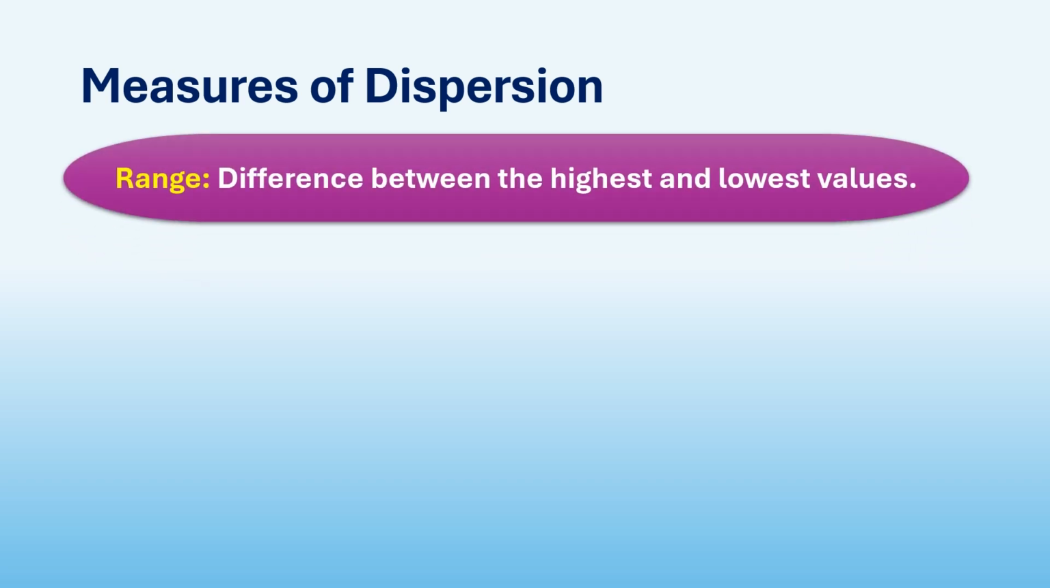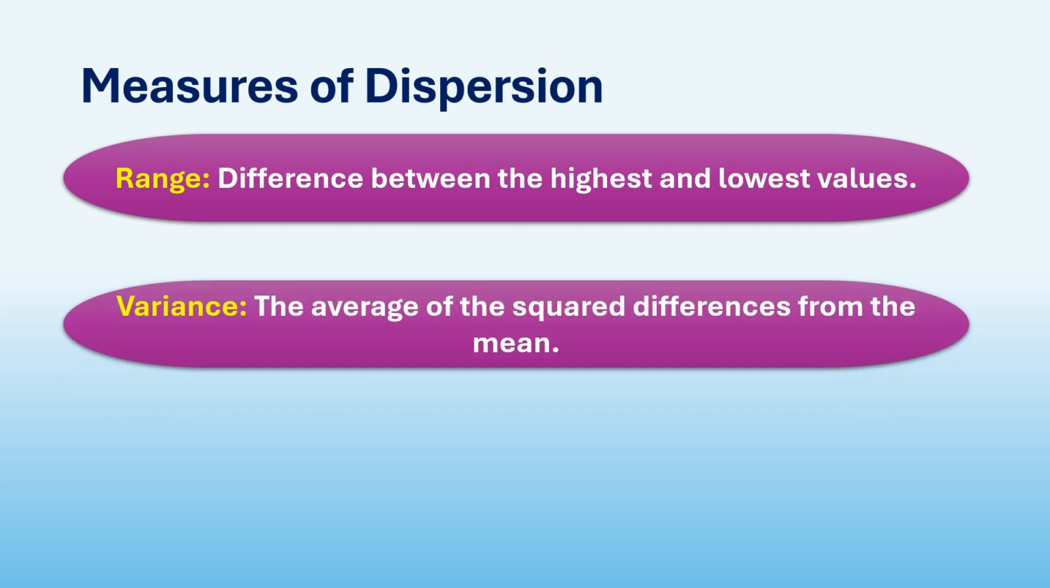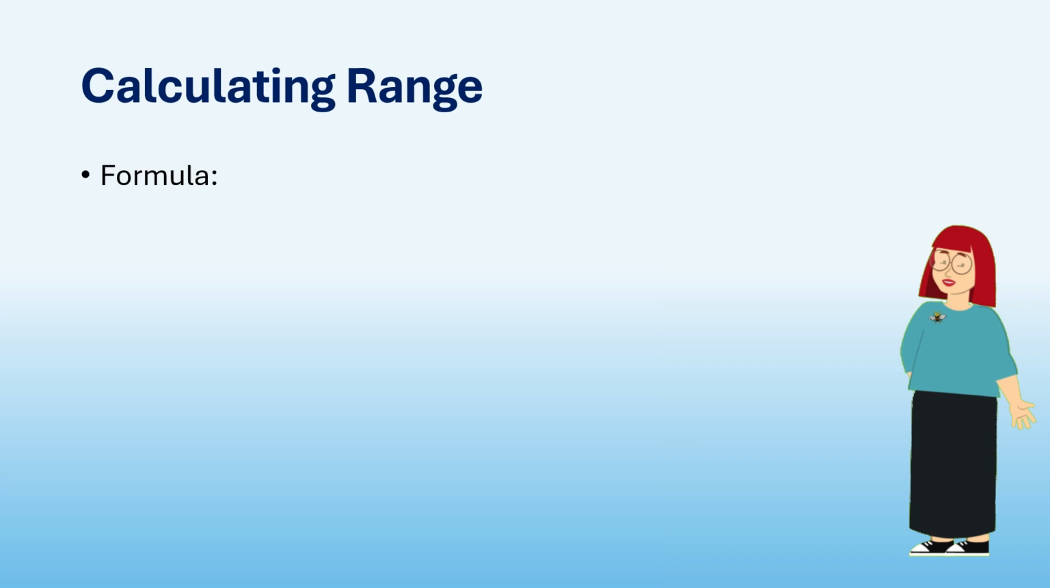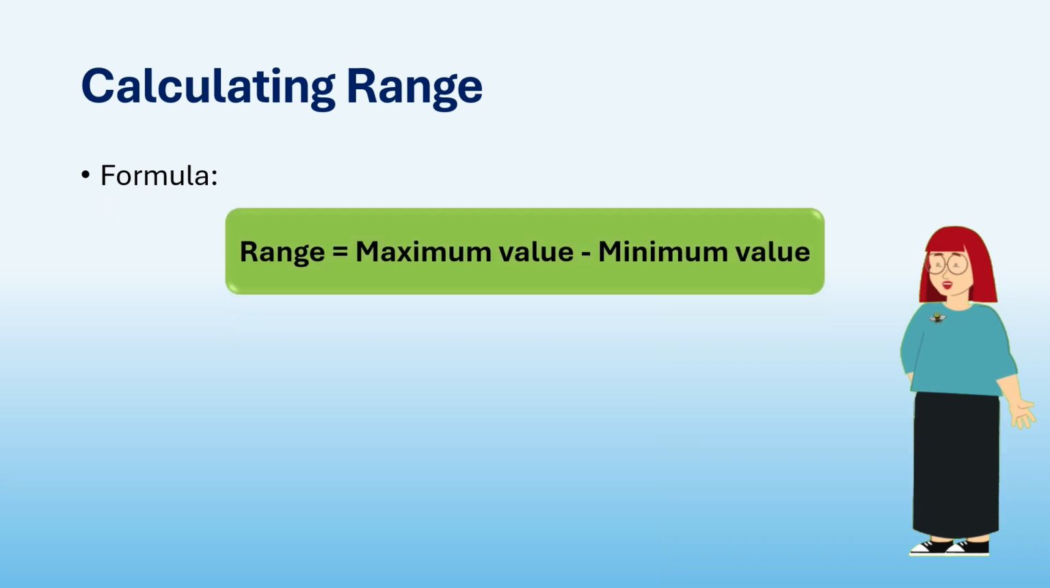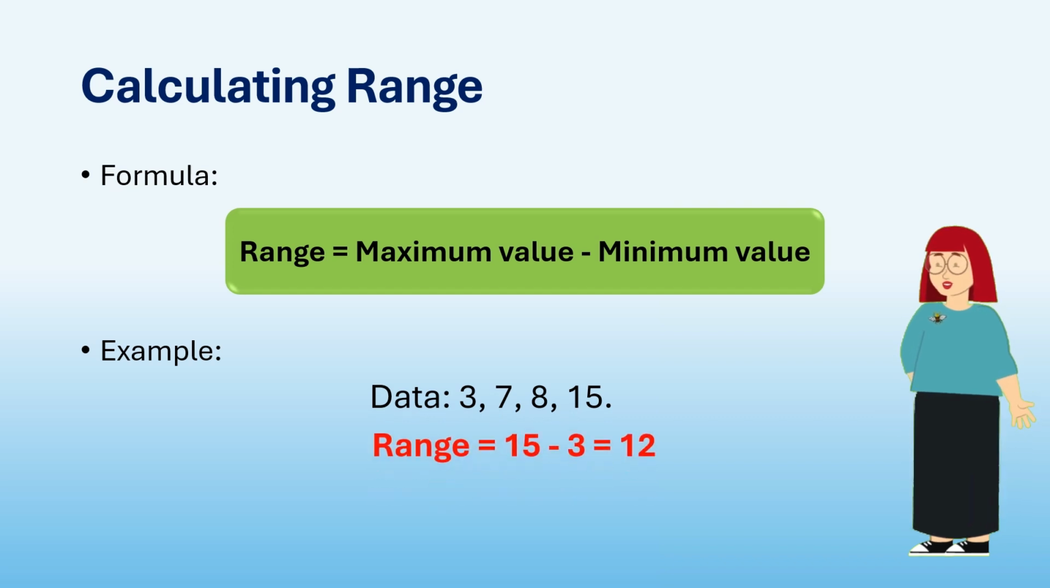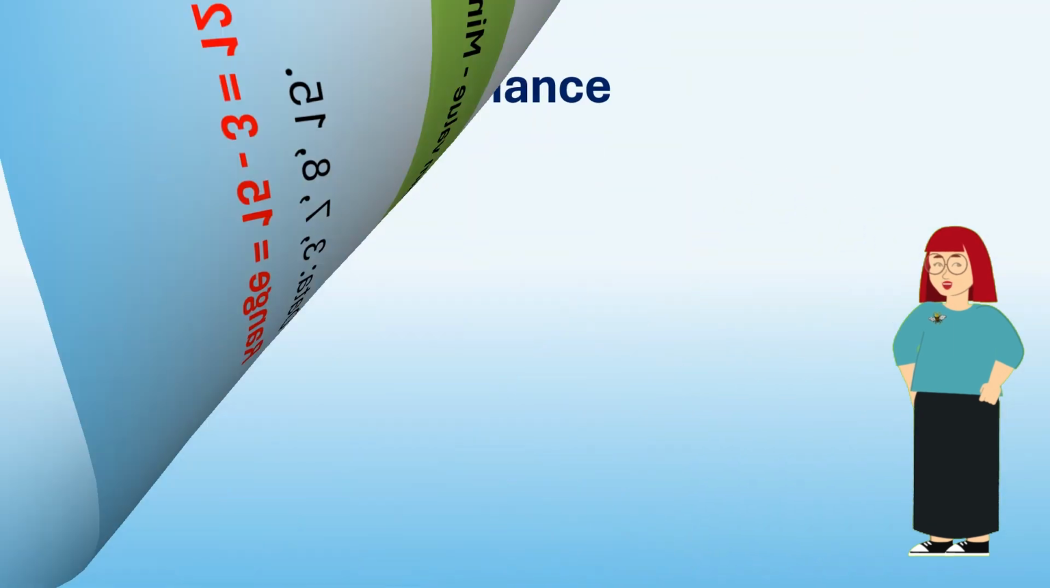The range is the difference between the highest and lowest values. Variance measures the average of the squared differences from the mean, and the standard deviation is the square root of the variance. To calculate the range, subtract the smallest value in the dataset from the largest value. For example, in the dataset 3, 7, 8, 15, the range would be 15 minus 3, which equals 12.